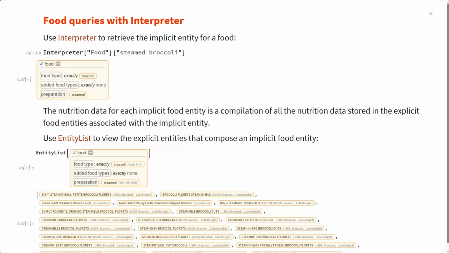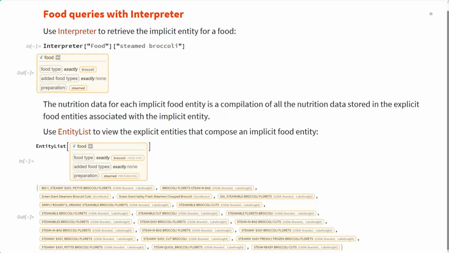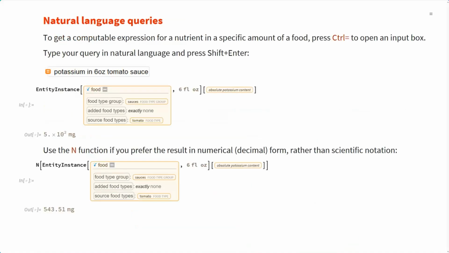And so all of the entities, as you can see, this steamed broccoli that we retrieved with Interpreter very efficiently has all the explicit branded foods for steamed broccoli that are within that implicit entity. And so you can see all those data points are pulled together and compiled to give you the very accurate nutrition data for that particular implicit entity of the steamed broccoli.